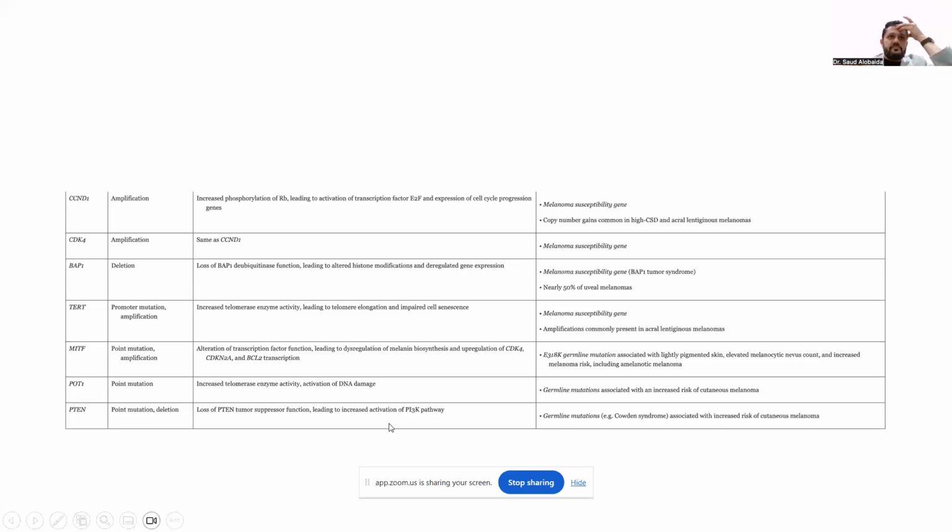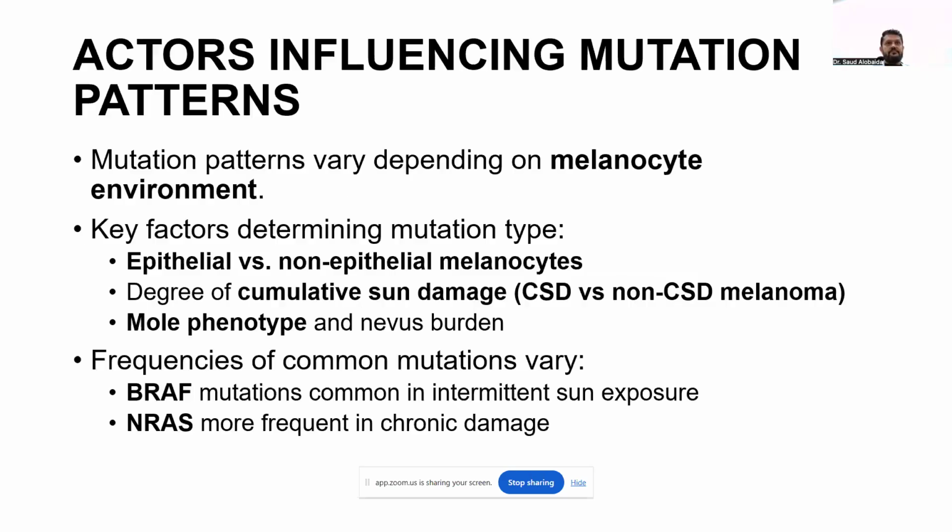Other, as you can see, you can go through this table by yourself, but BAP1 also causes what we call BAPoma or BAP1 tumor syndrome. We'll allude to that later in the presentation, and others, as you can see. And the problem with these mutations, not only that they cause melanoma, they also cause tumors in other organs like pancreas, mesothelioma, etc.